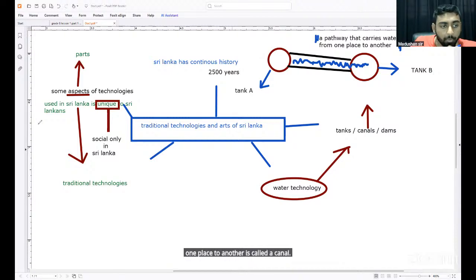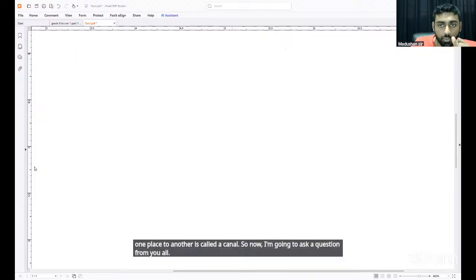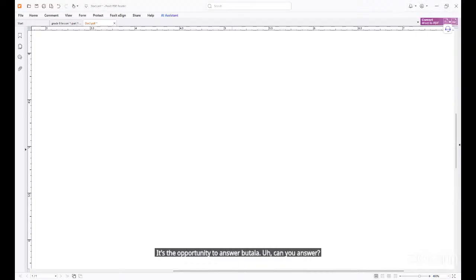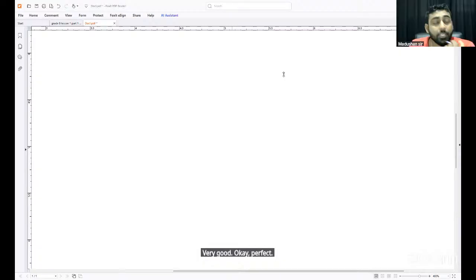So now I'm going to ask a question from you all. It's your opportunity to answer, Putala. Can you answer what is called a canal? A canal is a pathway which carries water from one place to another place. Very good. Perfect. Superb.